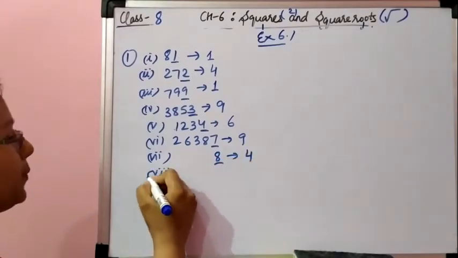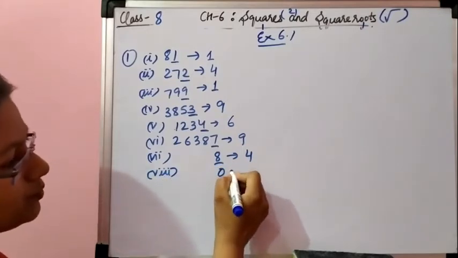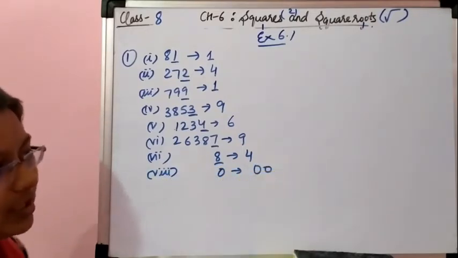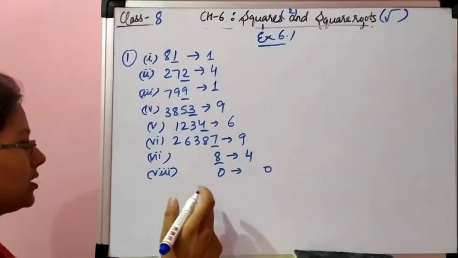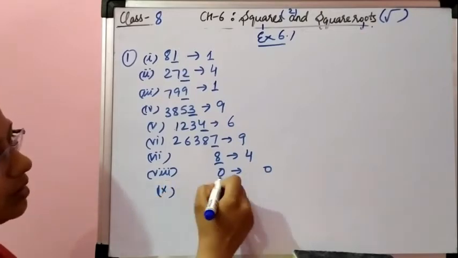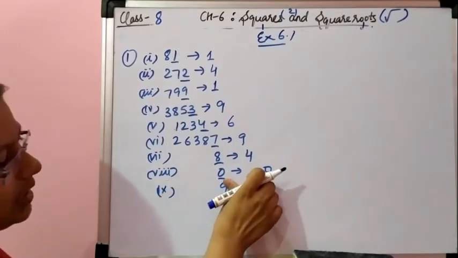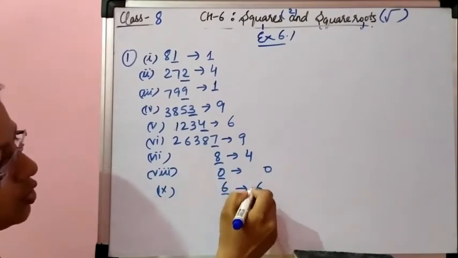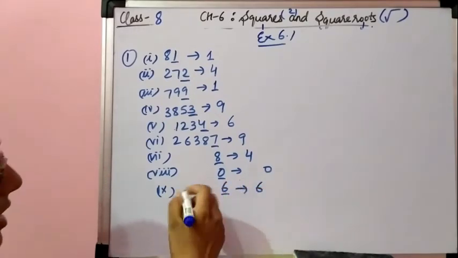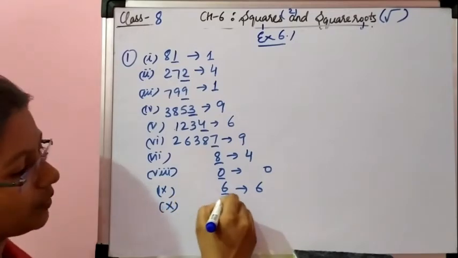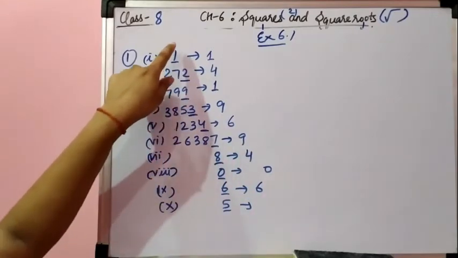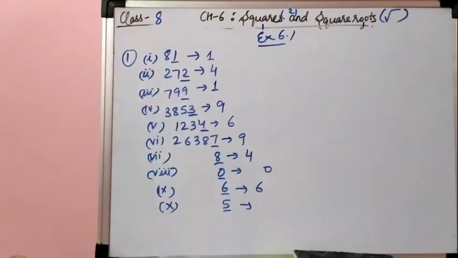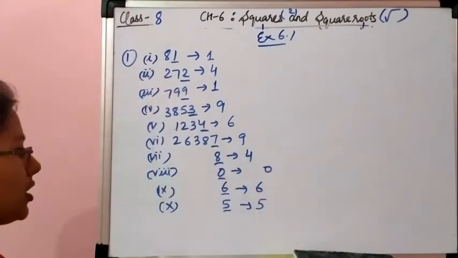For the eighth part the last digit is 0, so the unit digit will be 00, or you can only write 0. Its unit digit will be 0. Now the ninth part: the unit digit is 6, so on squaring I will get 6 6s are 36, 6 again. And in the 10th part 5 is at the end. To find the unit digit of a square, you only should know the unit digit of that number. So the unit digit will be 5. In this way your first question is done.